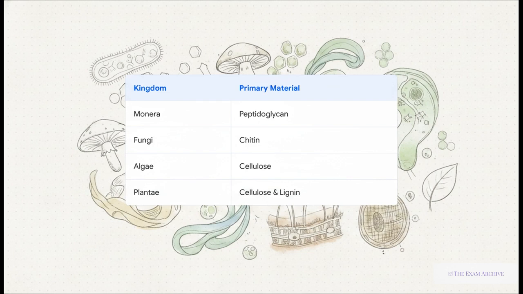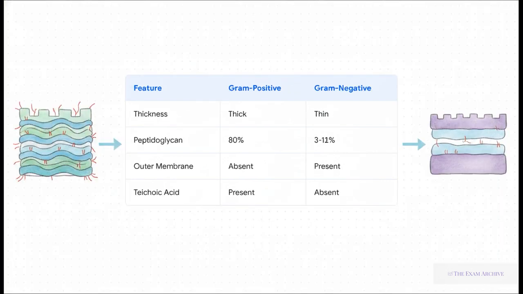And this brilliantly illustrates that the diversity doesn't just stop at the kingdom level. We see massive structural differences even within a single kingdom. Check out these two different bacterial fortresses, gram-positive versus gram-negative bacteria. Notice how gram-positive bacteria have a very thick, layered wall, with peptidoglycan making up an astounding 80% of its chemical composition, right alongside teichoic acid. But look over at the gram-negative bacteria.